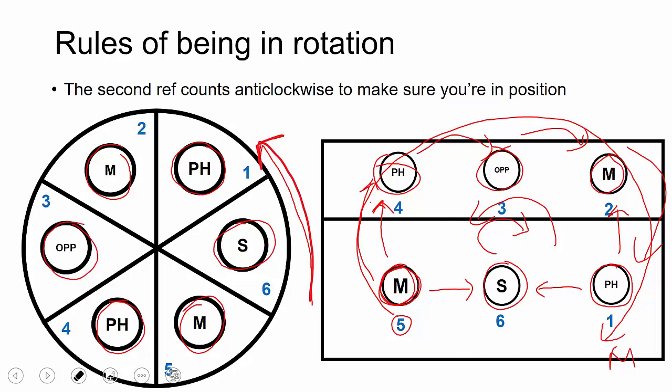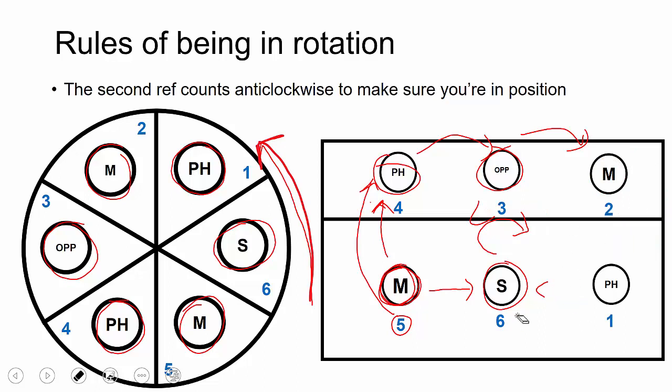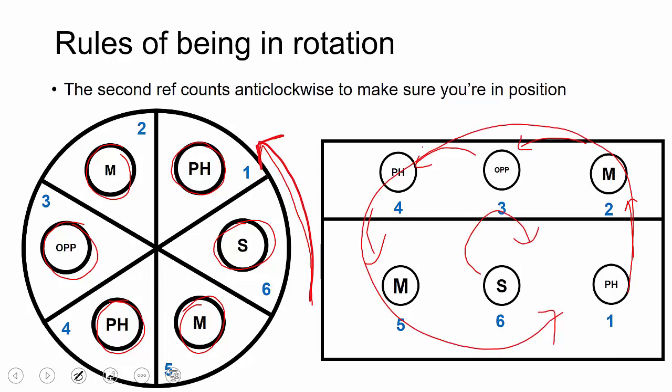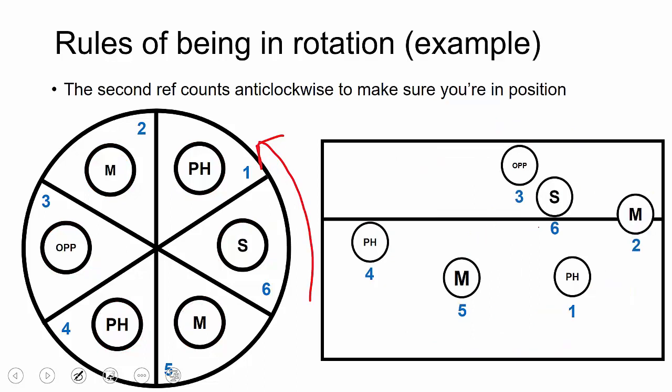Okay, but when I'm actually looking at how you check the rotations and the way that they write it on the scorecard and when the second ref checks it before the game, you check, okay, pass hitter is in one, the next number up is position two. So you check that the middle is after the pass hitter, the opposite is after the middle, pass hitter is after the opposite. Okay, the middle is after the pass hitter and so on. So we're actually checking 1, 2, 3, 4, 5, 6, even though you rotate in that direction. It's a bit weird, but hopefully you understand that.